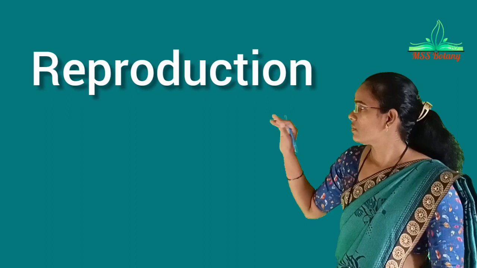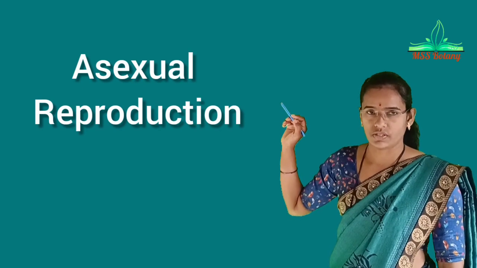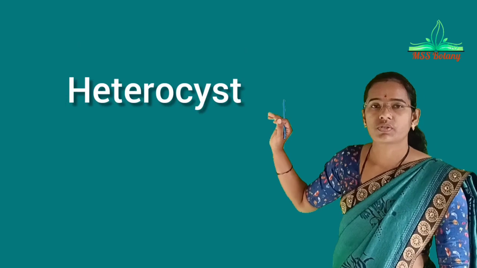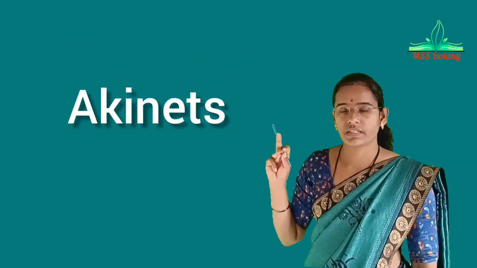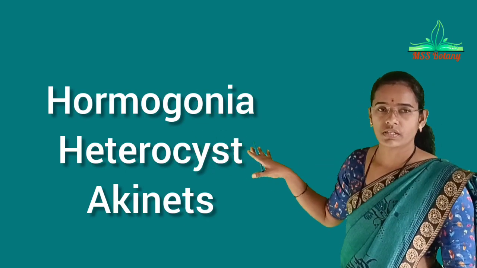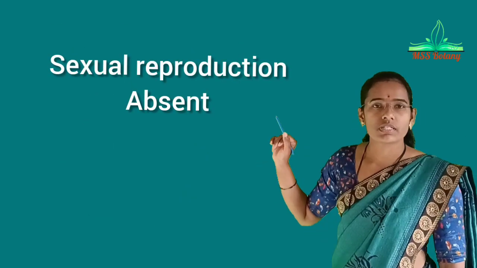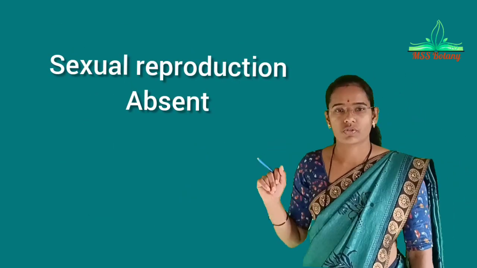Now we will see the reproduction of Nostoc. It takes place by asexual reproduction, means with the help of hormogonia, heterocysts and akinetes. There are three types of asexual reproduction: hormogonia, heterocyst and akinetes. Sexual reproduction is totally absent in Nostoc.